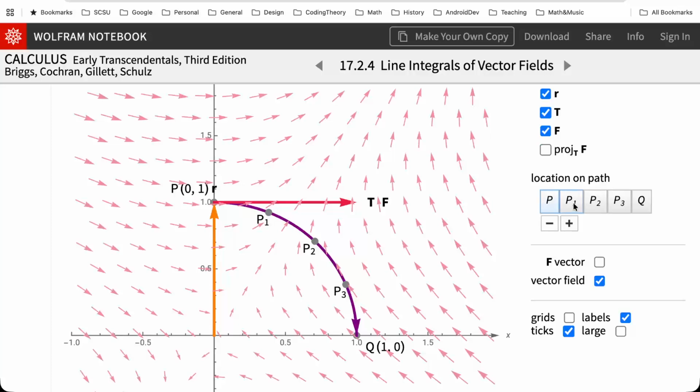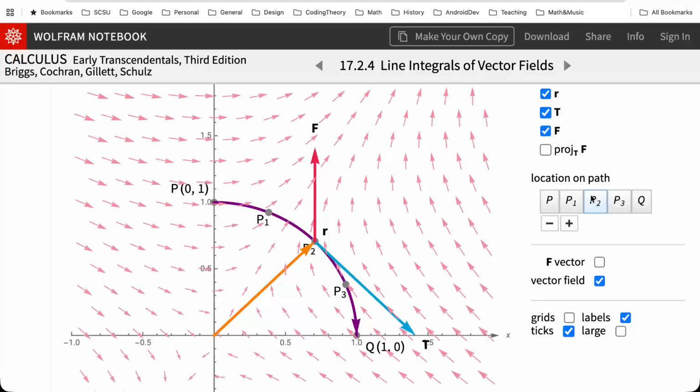If we move over to P1, now F's vector, the vector of the field, is that way. The tangent vector is this way. They're kind of in the same direction, but not 100%. So that's not going to be as large of a thing. The size of the two vectors are similar to what they were when we were at P. Yeah, maybe one of them's a little shorter too. But the direction between them is different. So you're going to get a smaller dot product. I think at the next position, you're going to get 0.